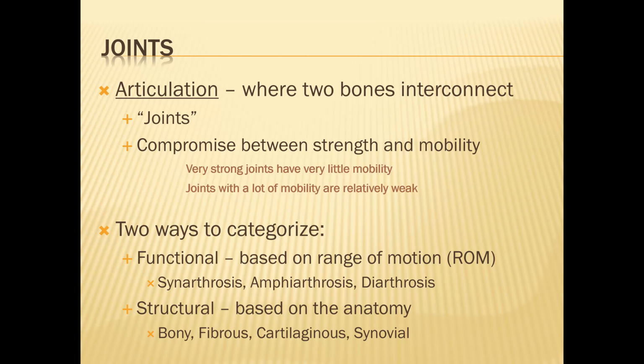We can also classify joints based on their structural classification, which is based on the anatomy of the tissue that is joining one bone to another. There are 4 different types of classifications here. You can have bony, fibrous, cartilaginous, or synovial. So there are combinations of these two types of categorization. For example, an amphiarthrosis could be either fibrous or cartilaginous. We're going to go into that level of detail in the next section.